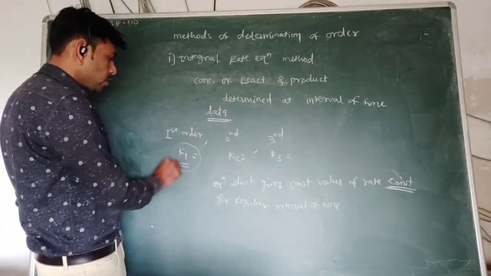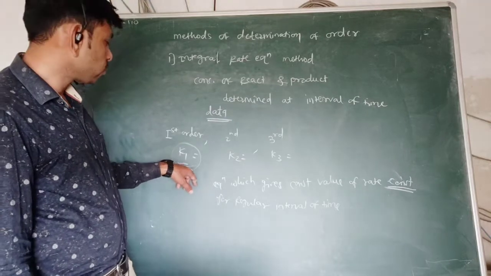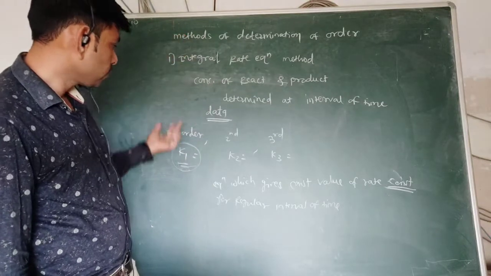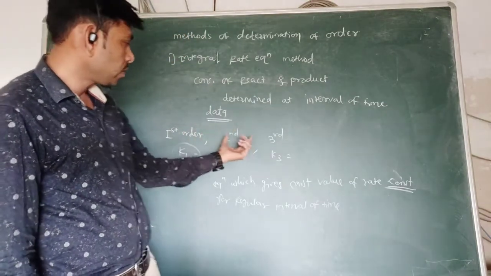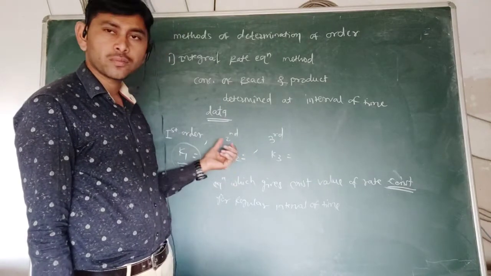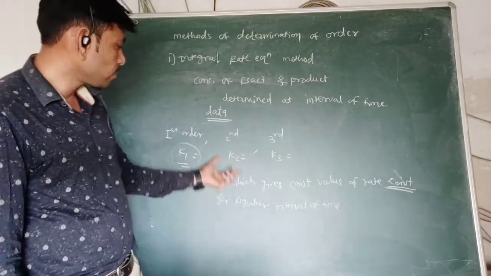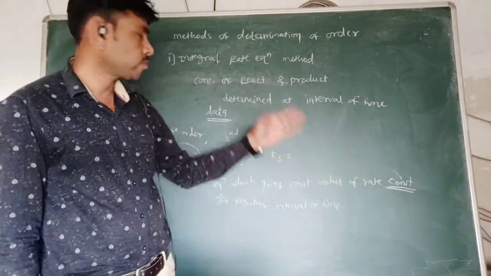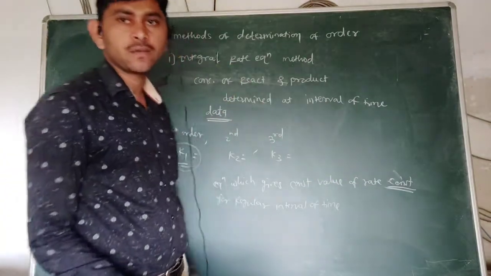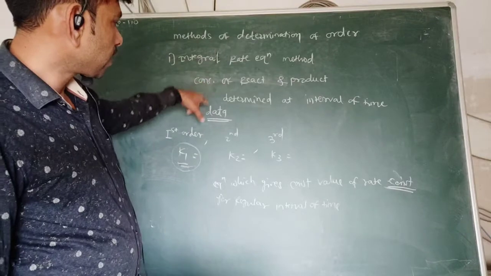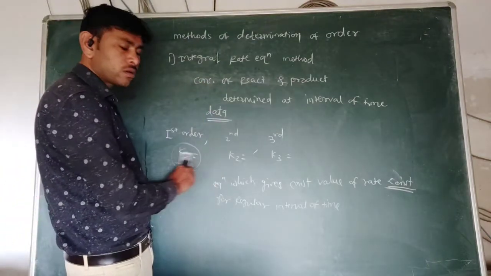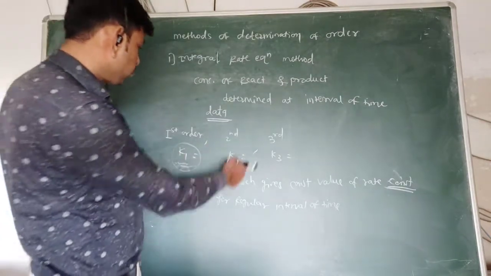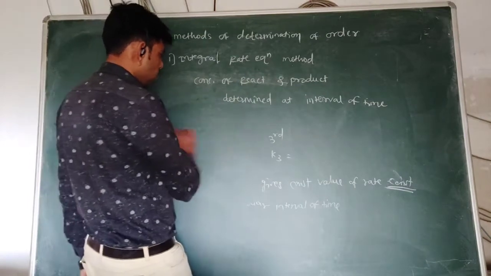If the first order rate constant is constant for different intervals of time, then that is a first order reaction. If we obtain a constant value of K2 for regular intervals of time, then that is a second order reaction. If the K3 value obtained by feeding this data is constant for different intervals of time, then that is a third order reaction. So by putting in this data, whichever constant value we obtain for K1, K2 or K3, that would be the order of the reaction. So this is the first method.